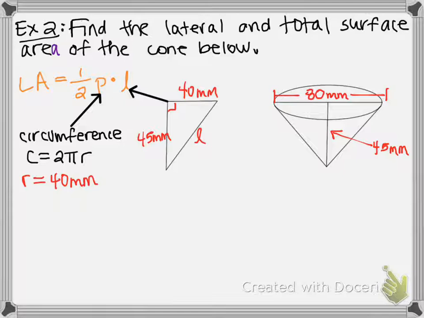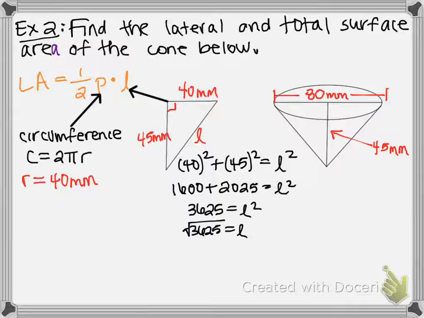Now that L for slant height, that was not given to me, but if you notice, I was able to make a right triangle using one radius. I know that that radius is 40 because it's half of 80. My height was given to us, but that's regular height, 45 millimeters. I don't want regular height of the altitude. I want slant height along the side of the cone. So what I can do is use this right triangle and use the Pythagorean theorem to solve for slant height.